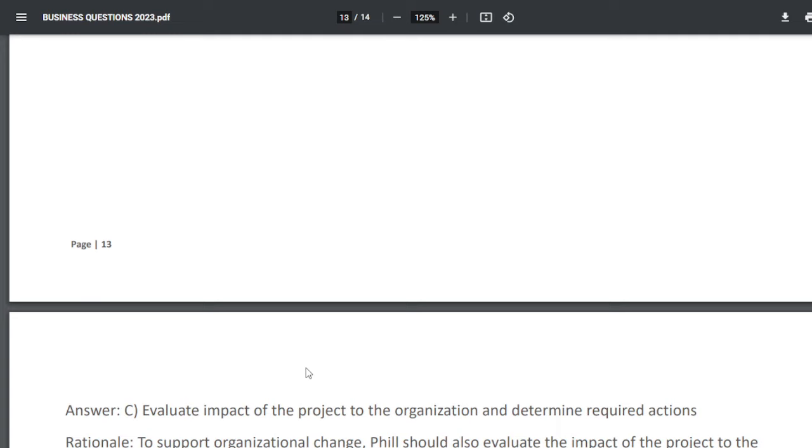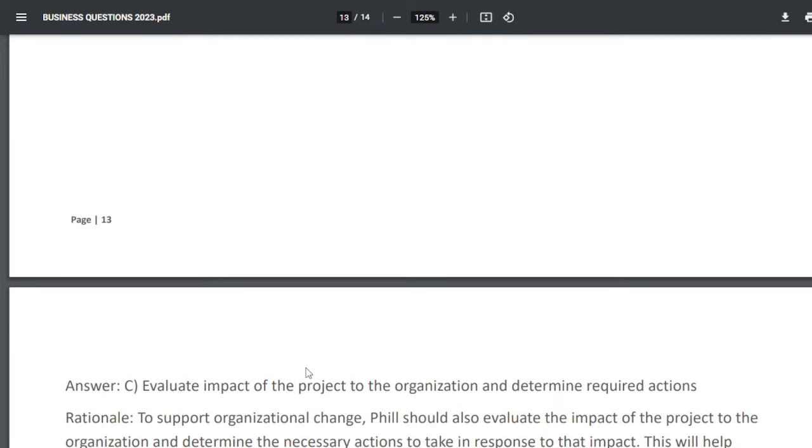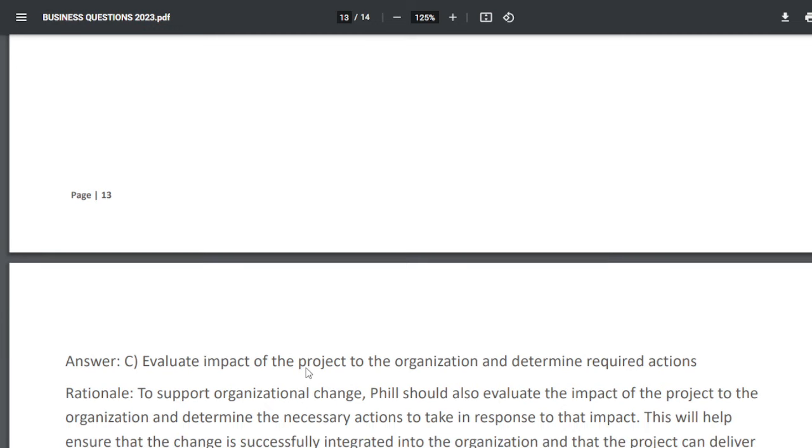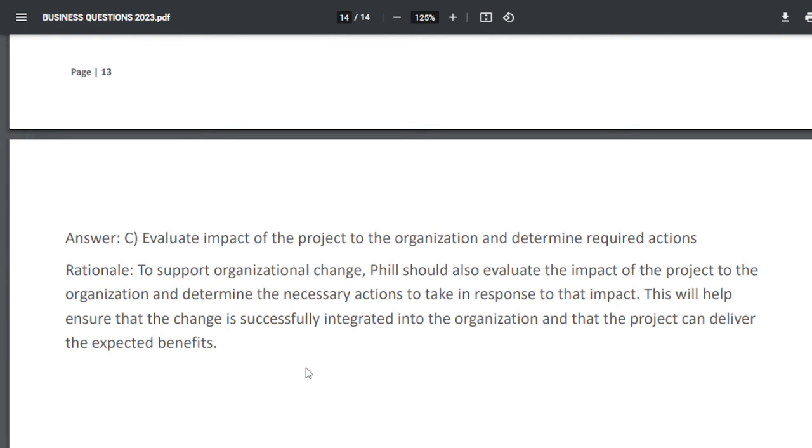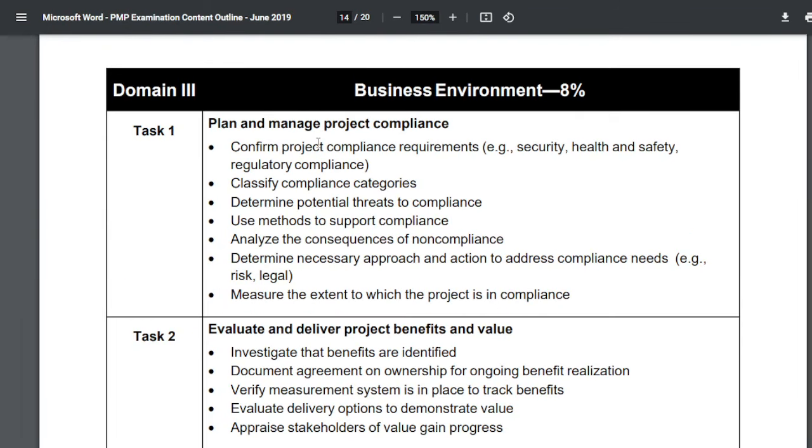To support organizational change, Phil should also evaluate the impact of the project to the organization and determine the necessary actions to take in response to that impact. This will help ensure that the change is successfully integrated into the organization and that the project can deliver the expected benefits. So there you have it, my friends. Over the past number of minutes, we've covered the business environment. We went hard, we went deep, we went into all the minutiae that you need to know. I would highly advise taking a final read of this before your exam. But if you understood the terminology used and the context of the questions, you're going to be just fine.